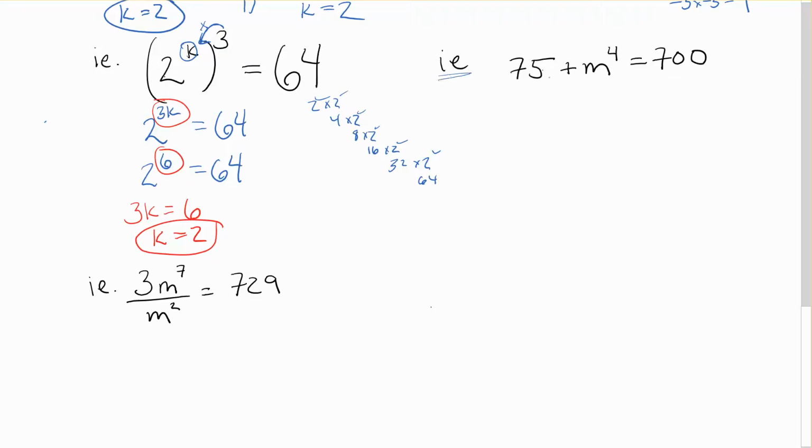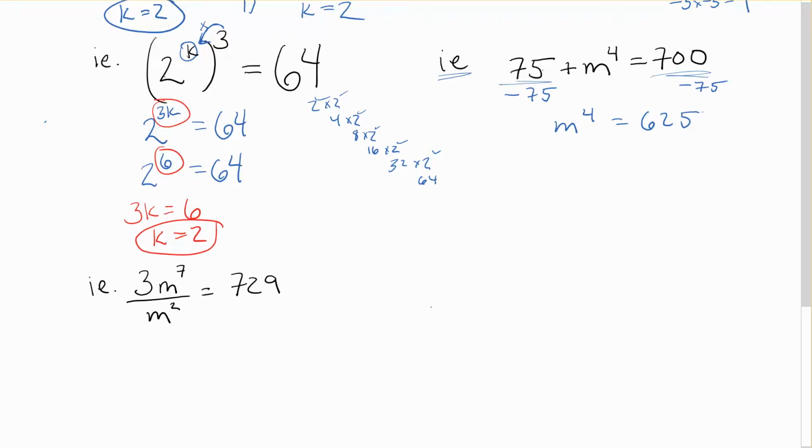Next example, 75 plus m to the power of 4 equals 700. Alright, a little bit of algebra to do here. I see numbers on both sides, and I want to get them on one side of the equation. So do to one side of the equation what you do to the other, minusing 75 from both sides. I get m to the power of 4 is equal to 625.